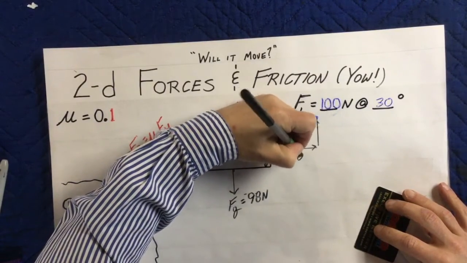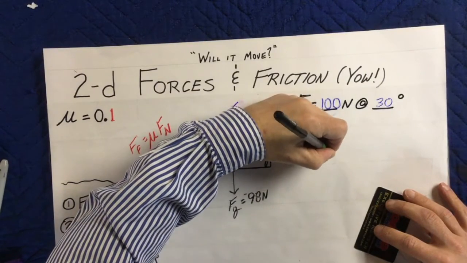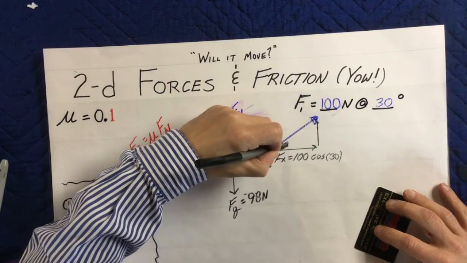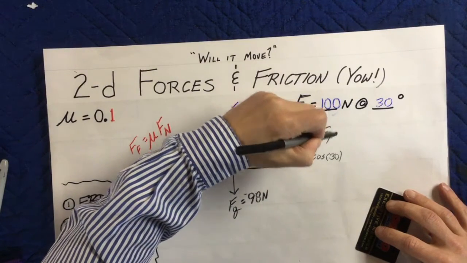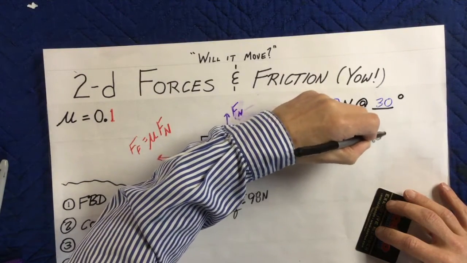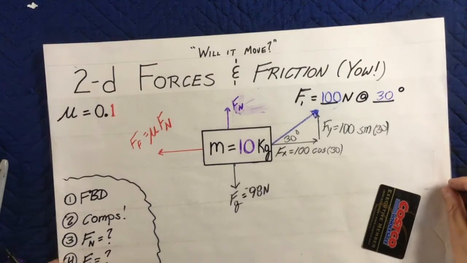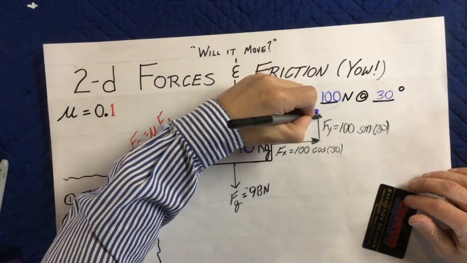this is going to be the hypotenuse times the cosine of 30 degrees here. My 30-degree angle is right there. And this is my Fy vector, my vertical force. That's going to be 100 times the sine of 30. Notice the direction of my vectors. This indicates the direction of the components.